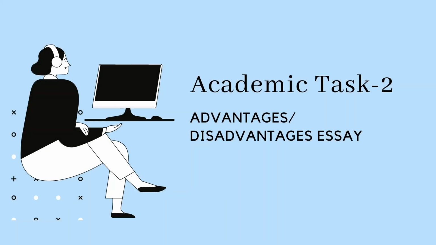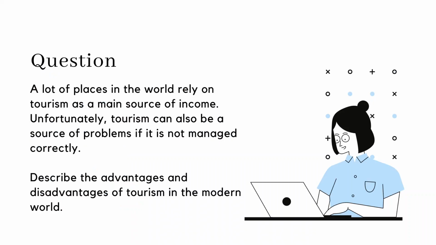Today we will see how to write an advantageous and disadvantageous type of essay. We will start by seeing and understanding the question. A lot of places in the world rely on tourism as a main source of income. Unfortunately, tourism can also be a source of problems if it is not managed correctly. Describe the advantages and disadvantages of tourism in the modern world.